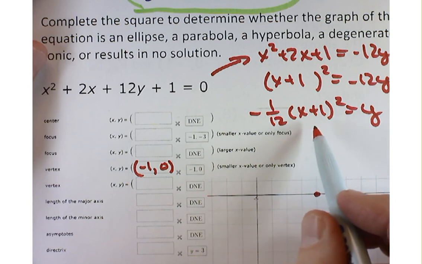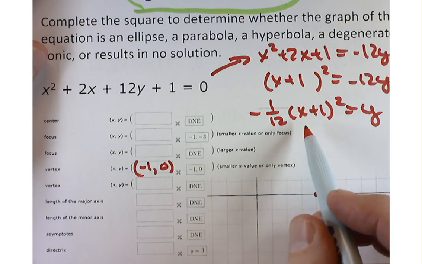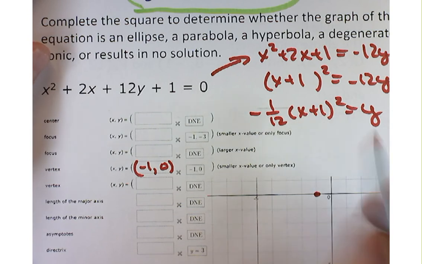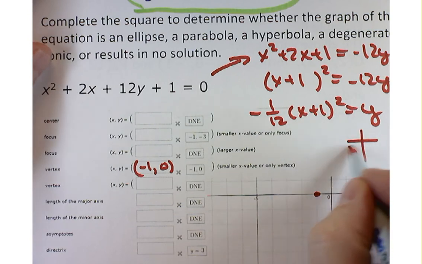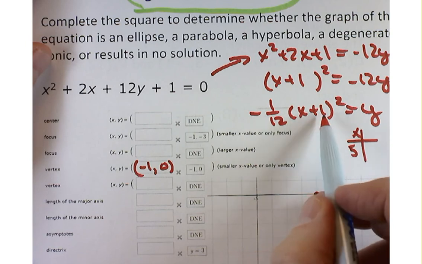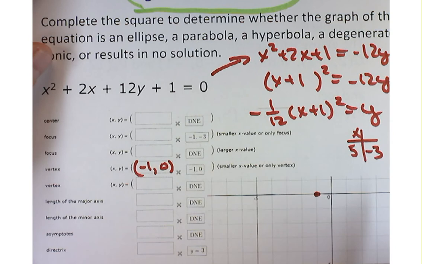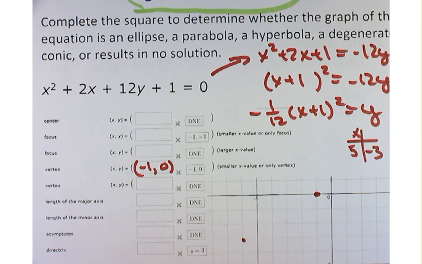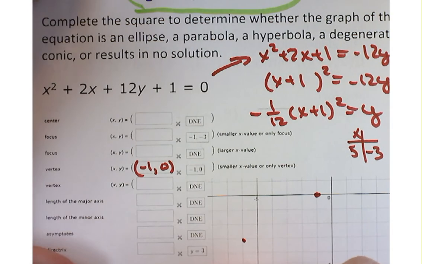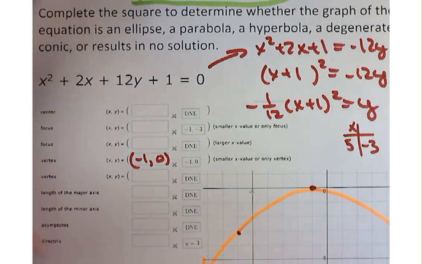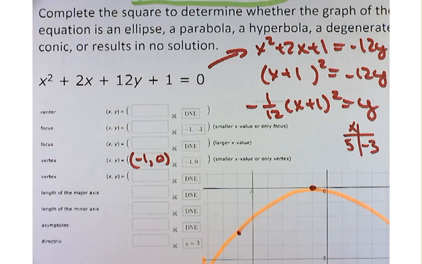Maybe an easier point to graph would be if x is 5. So if I put in 5 for x, 5 plus 1 squared is 36. Negative 12 into 36 goes negative 3 times. So that would be an easier point to graph. You're going to have a symmetric point over here, and then you can connect the dots. All right, but I'm leaving it to you to find the equation of the directrix and the focus.